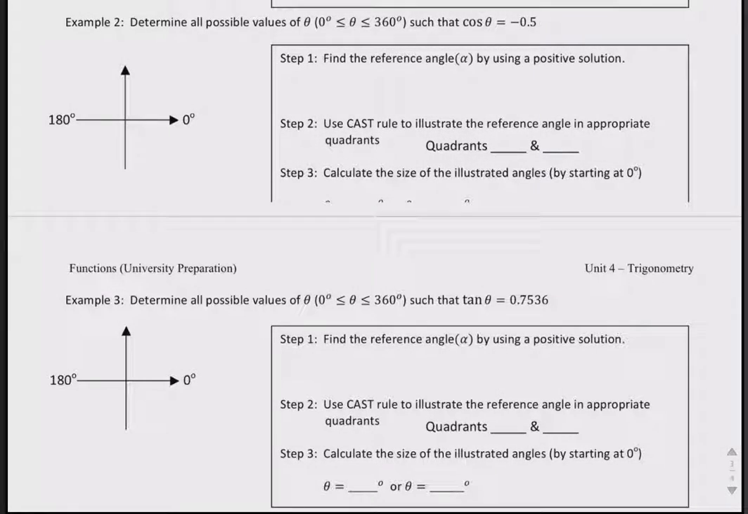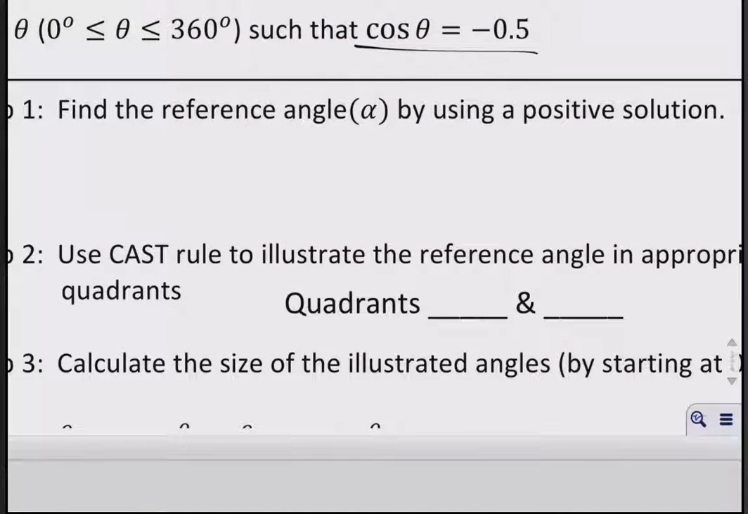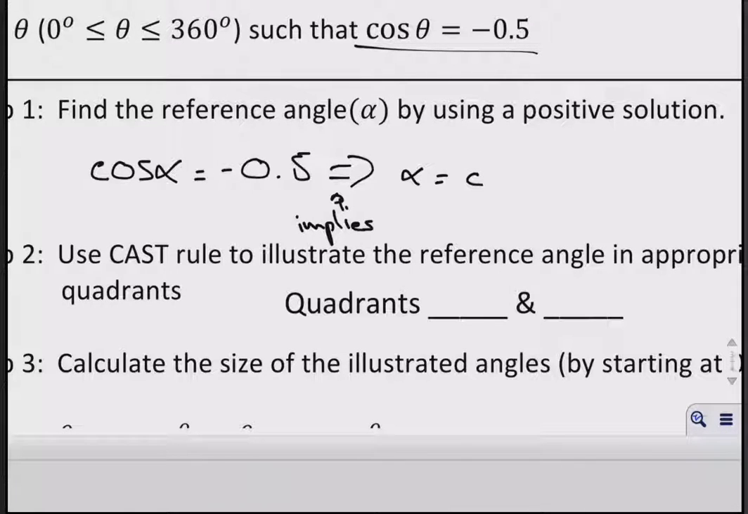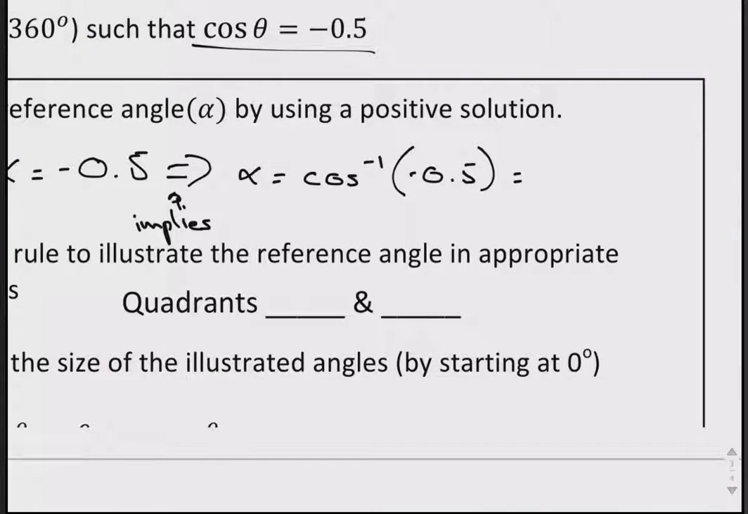So in example 2 right now, we're looking at the same type of question. We're trying to find all possible values of theta between 0 and 360 degrees such that the cosine of theta is negative 0.5. So I'm going to start off step number 1 and rewrite my question in terms of alpha. So I'll have cos of alpha, which is my reference angle, equals negative 0.5. This implies, and that's what the arrow means, by the way, that alpha is going to be the cosine inverse of negative 0.5, which is equal to, you probably want to check this on your calculator just to make sure for yourself, 120 degrees.